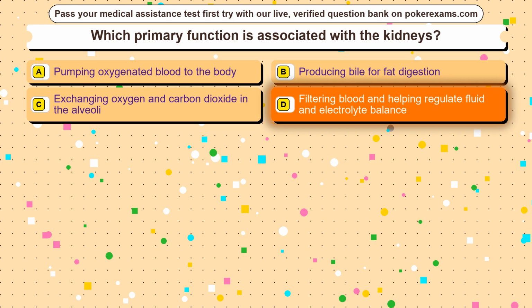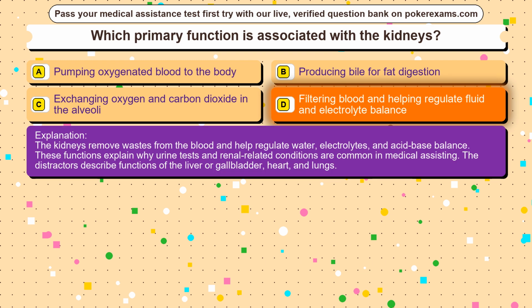The correct answer is option D, filtering blood and helping regulate fluid and electrolyte balance. The kidneys remove wastes from the blood and help regulate water, electrolytes, and acid-base balance. These functions explain why urine tests and renal-related conditions are common in medical assisting. The distractors describe functions of the liver or gallbladder, heart, and lungs.